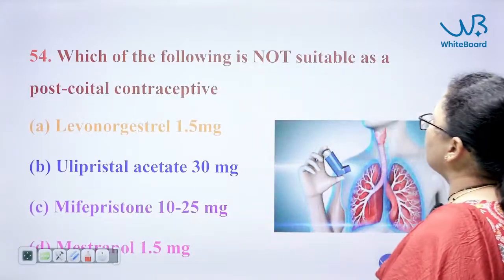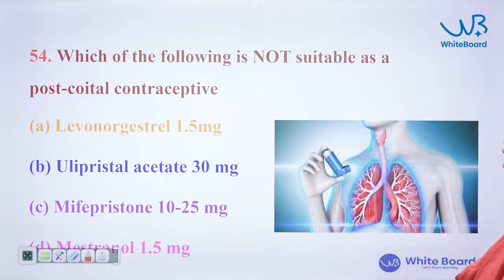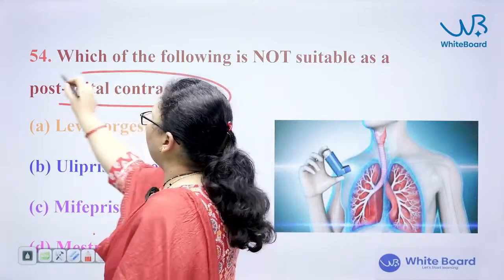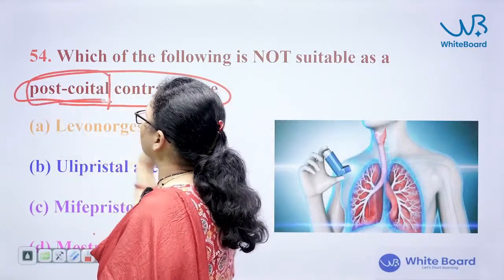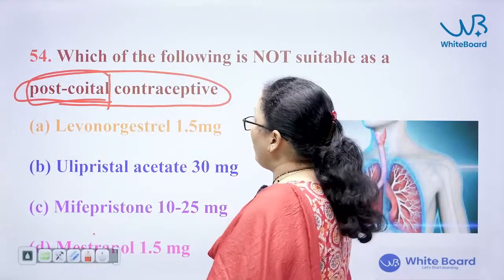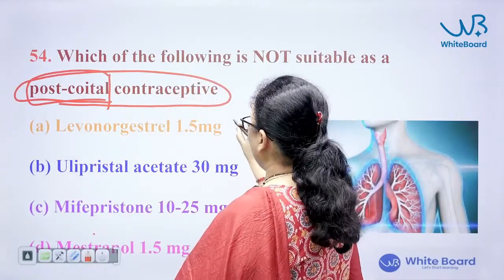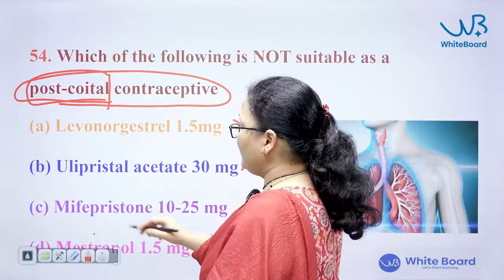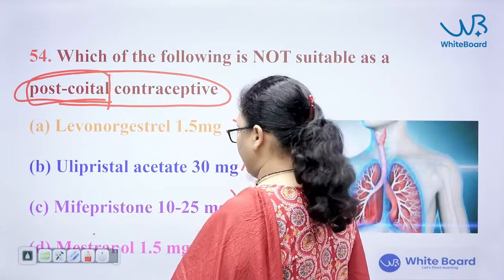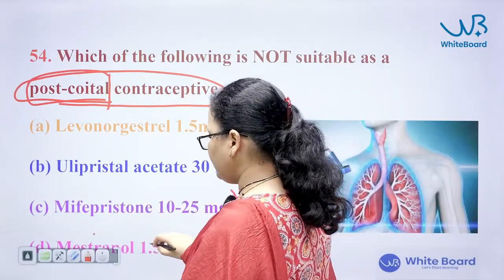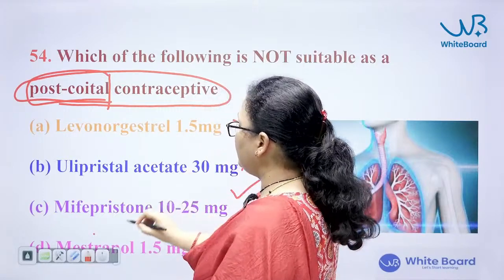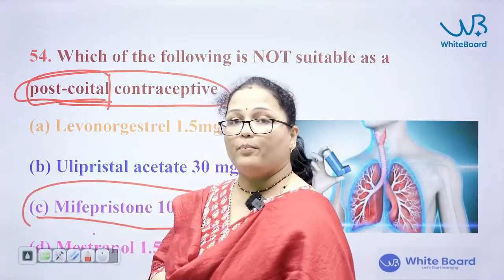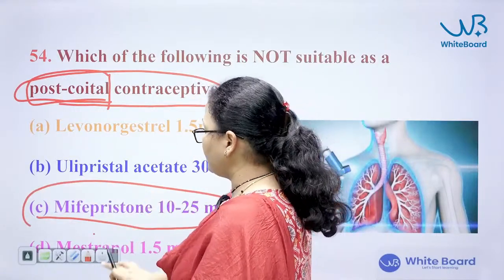Next, which of the following is not suitable as a post-coital contraceptive? Okay, you can see the difference. It is not included as a post-coital contraceptive. Levonorgestrel, no. Next, levonorgestrel acetate, no. Mifepristone, 10 to 25 mg, yes. Next, mestranol, no. Okay, so this particular drug will prevent your post-coital process.